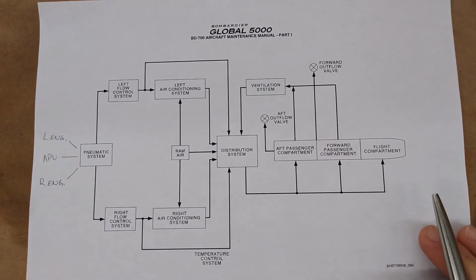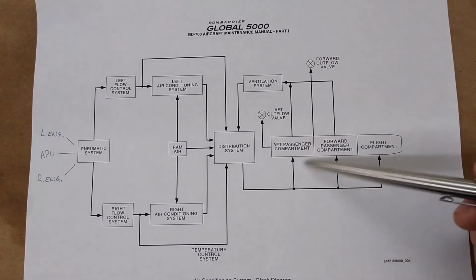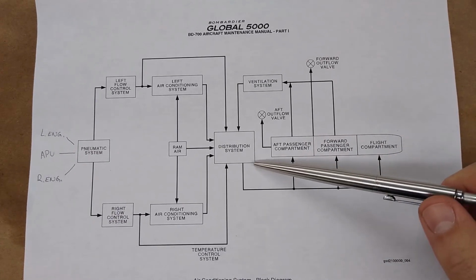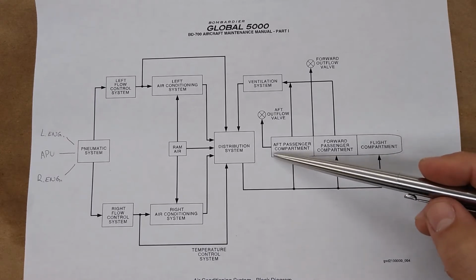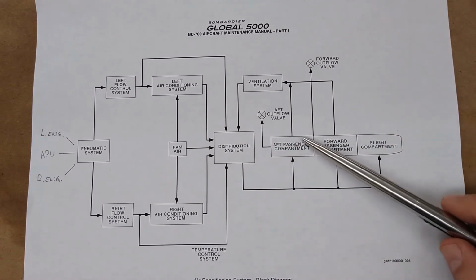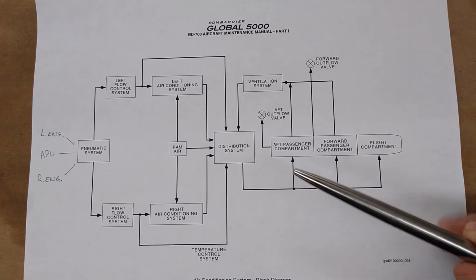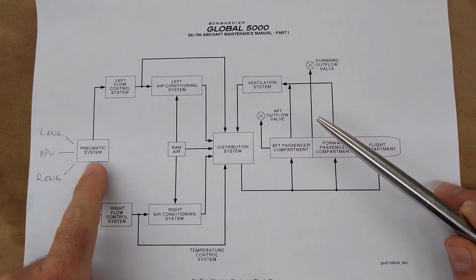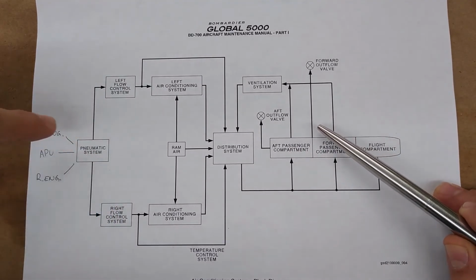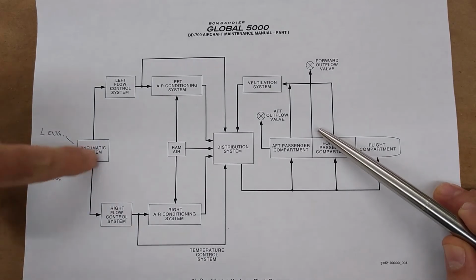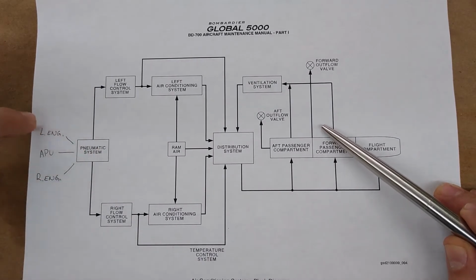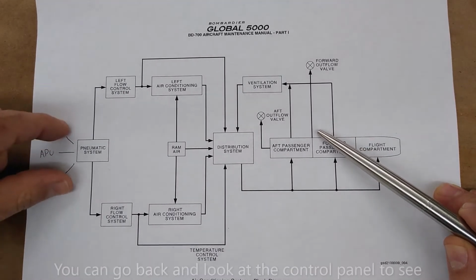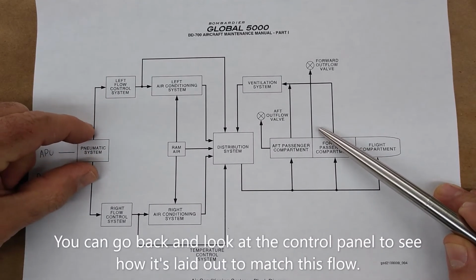And now we're back in here just to recap the air conditioning system and the pressurization system. It can be summed up pretty simply here. Starting from the back, we have the pneumatic system, which is comprised of the source of air coming from either the left engine, right engine, or the APU. Whatever your source of air is comprises your pneumatic system.